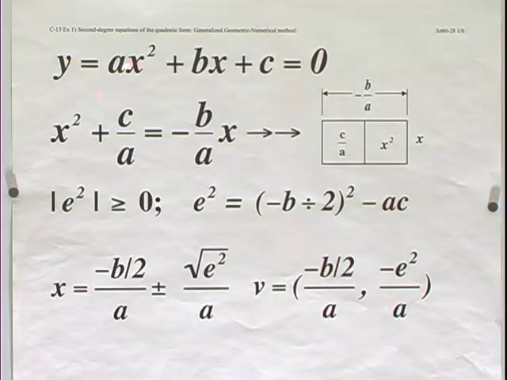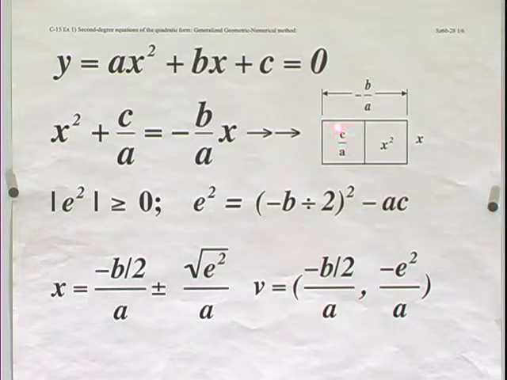So when I divide this term, I get x squared. When I divide c, I get c over a. And when I divide this term, which I'm going to transpose over to the other side, it'll come out to plus b over a x. And when I transpose it, it becomes minus b over a x.